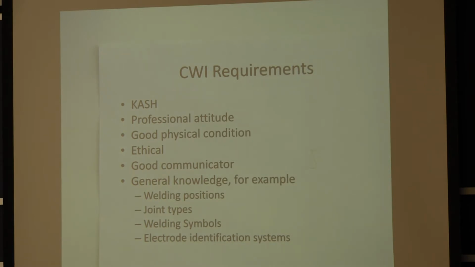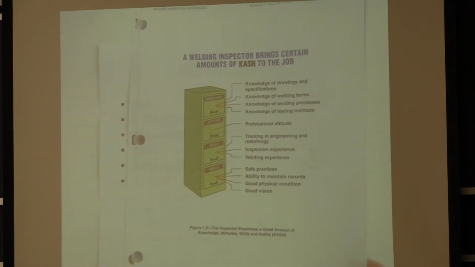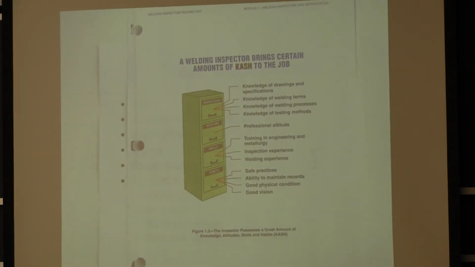There's actually a nice little sheet that I found in one of my books that a CWI brings CASH to the job. And what that stands for is knowledge, attitude, skills, and habits. So he's got his 4-drawer file cabinet up there with all of these various attributes that a good inspector would have. And we'll talk about a few of those.